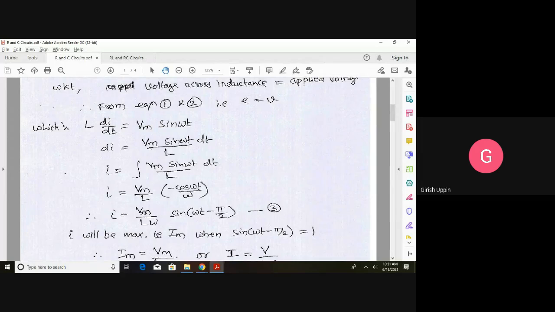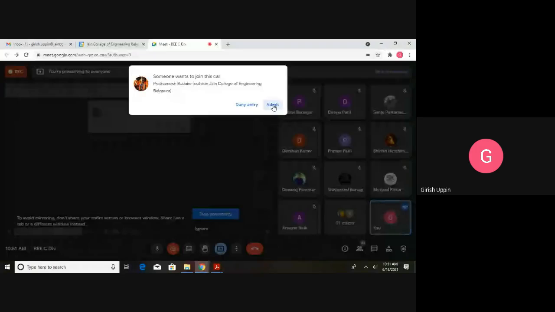Omega is constant, therefore we get Vm by L omega, and minus cos omega t can be represented as sin omega t minus pi by 2. The equation for the instantaneous value of the current that is generated when we apply the alternating voltage to the inductor is given by this equation: I is equal to Vm by L omega sin omega t minus pi by 2. Now that is in the form of I is equal to Im.